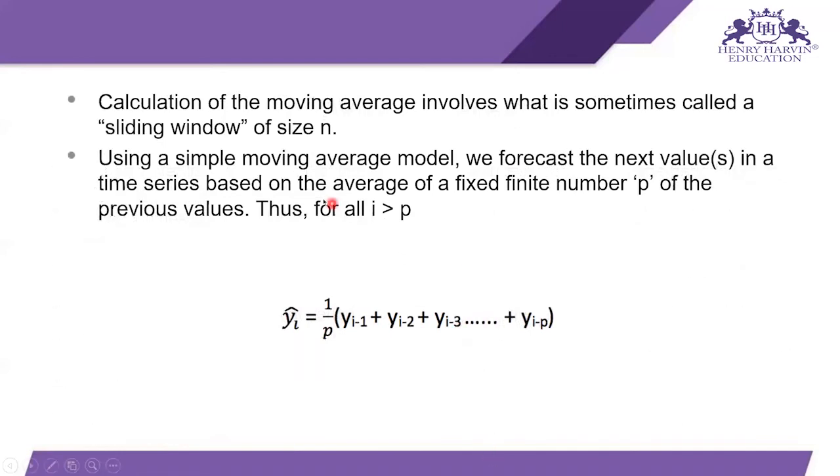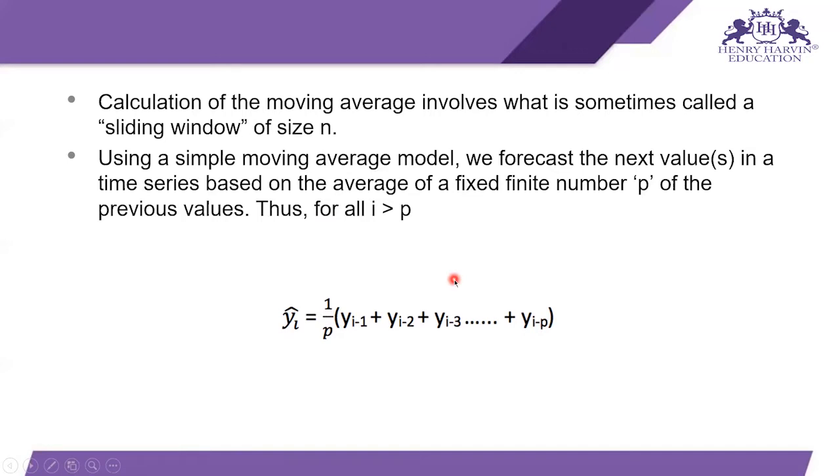Next, calculation of a moving average involves what is sometimes called a sliding window of size n. Using a simple moving average model, we forecast the next value in a time series based on the average of a fixed finite number p of the previous values. Thus, for all i greater than p, y_i equals 1 upon p times (y_{i-1} + y_{i-2} + y_{i-3} + ... + y_{i-p}). This is the formula for the moving average.